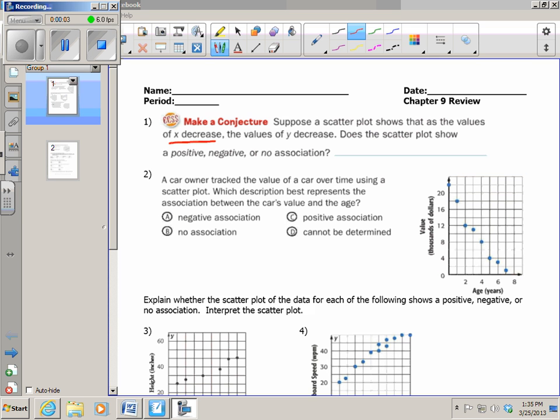Here you have the review sheet for Chapter 9. The test will be on Wednesday, March 27th. So for today's date, you can put 25th, since you're doing this for homework tonight.